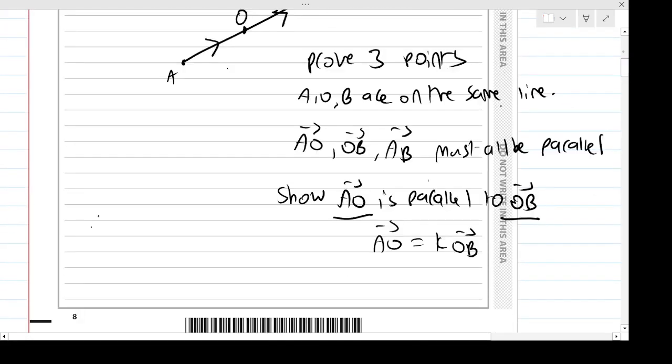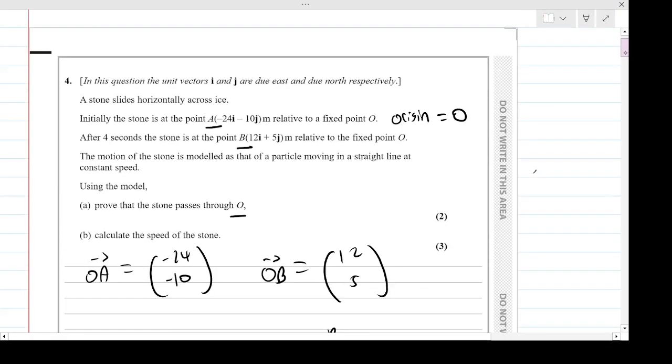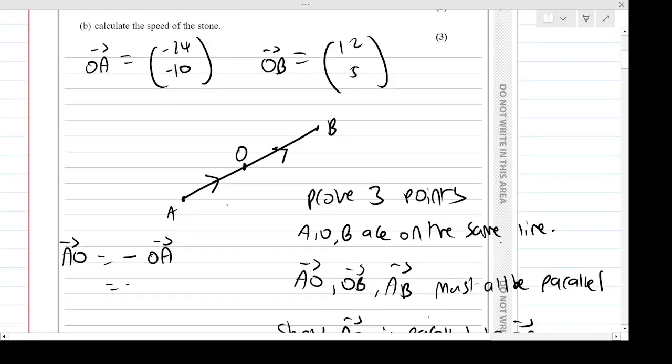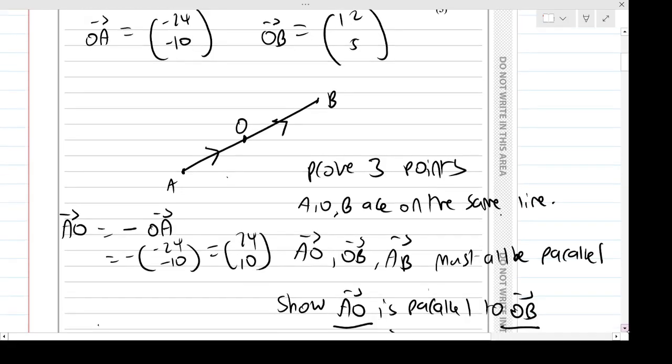So firstly, let's find this vector AO. Now, A to O, we can also go the other way and go the negative of OA. Okay, we can flip the vector around by doing the negative. But we know what OA is. It's minus 24, minus 10. So that is minus of (minus 24, minus 10), which is just positive 24, positive 10. Great. And also OB, well, we already have it. OB is 12, 5.